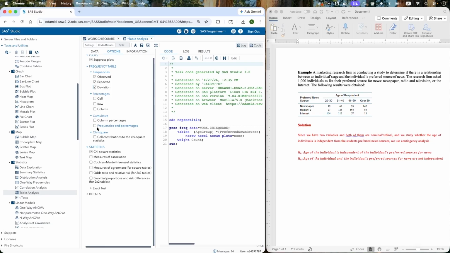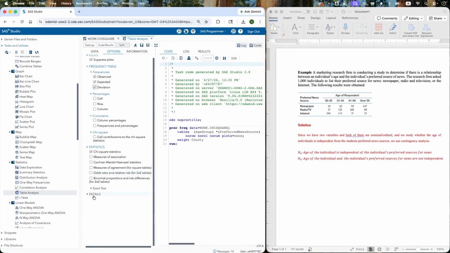And also you can report the contribution for each cell of the chi-squares. But I'm going to keep the chi-square statistics. Also, if you have 2x2 tables, you can report the odds ratio and RR, the relative risk. It depends on your study. If it's a cohort study or case control study, then you can actually report one of them. Right now, I'm going to just keep this one because I don't have 2x2 tables. I have more than 2x2 tables.